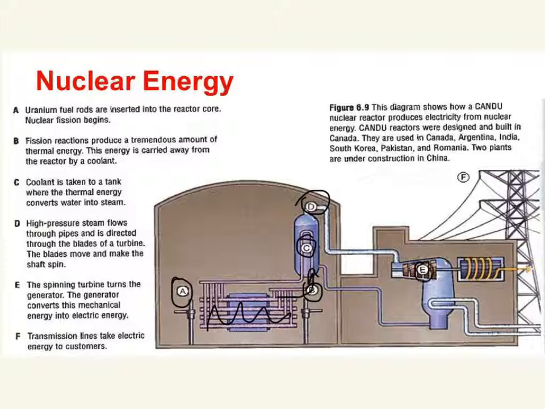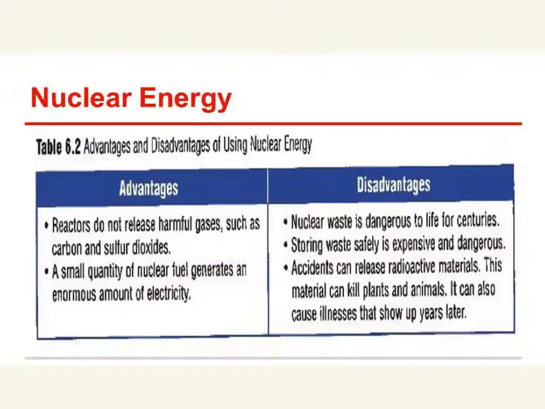Then E. The spinning turbine turns the generator. The generator converts this mechanical energy into electrical energy. So again, we have input being converted into electrical energy. And F. The transmission lines take electrical energy to the customers. One little cool thing about nuclear energy is that this diagram shows how a CANDU nuclear reactor produces electricity from nuclear energy. CANDU reactors were designed and built in Canada and are used all over the world. So something that Canadians can be proud of.